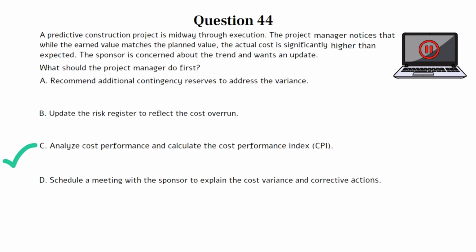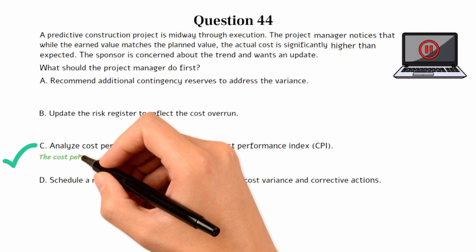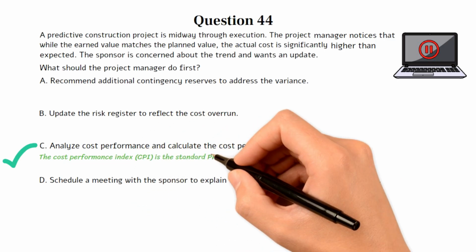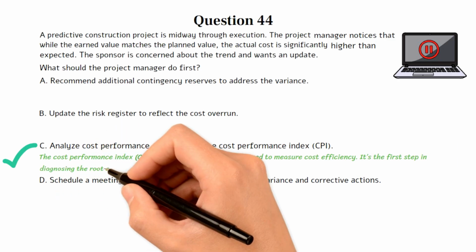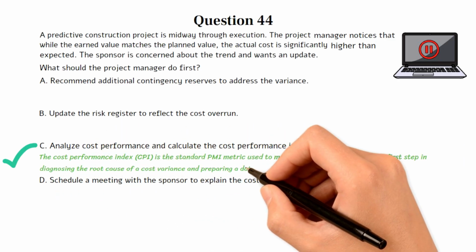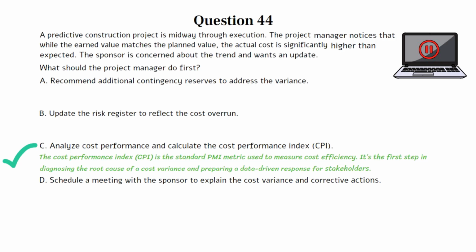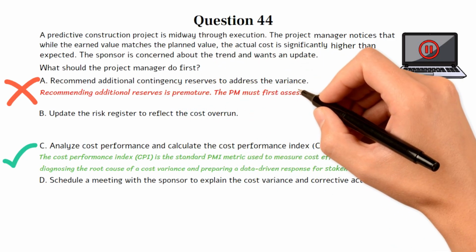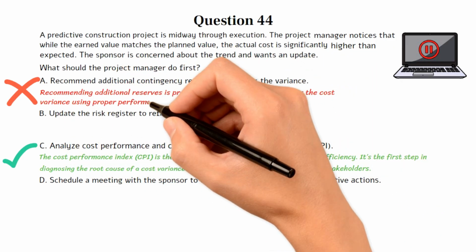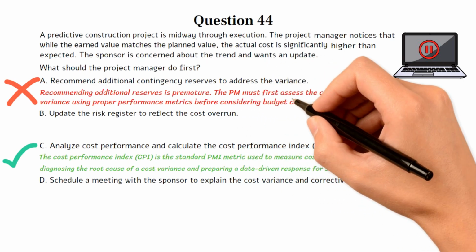Choice C is the best option because the Cost Performance Index is the standard PMI metric used to measure cost efficiency. It's the first step in diagnosing the root cause of a cost variance and preparing a data-driven response for stakeholders. Choice A is incorrect. Recommending additional reserves is premature.